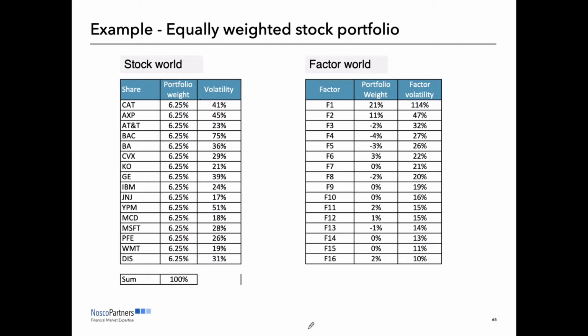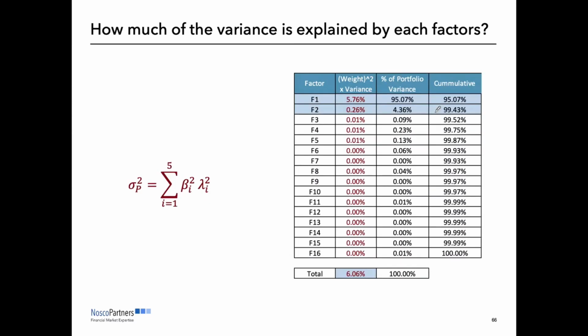And I look at how this translates into the factor world. So my portfolio can now be thought of either as investing these amounts in stocks or investing these amounts in the factors. And you can already see some of the factors are very, very volatile. One factor has a volatility of 114%.